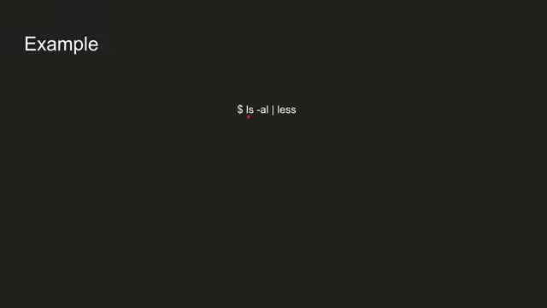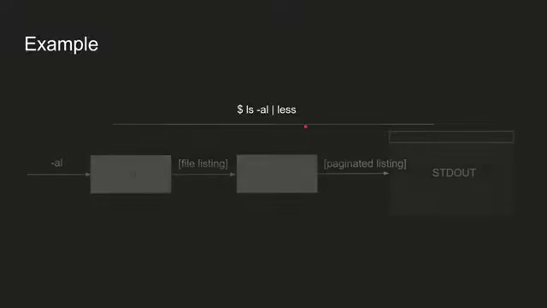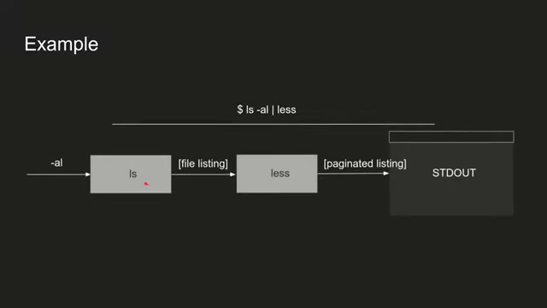So here's an example that we've already done in the shell. We do ls -al and we pipe it to less. So what's happening is ls is given the input -al and it produces a file listing. And this file listing goes to less and becomes a paginated listing. So you can scroll easily through it on the terminal.